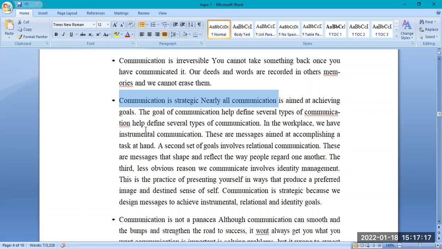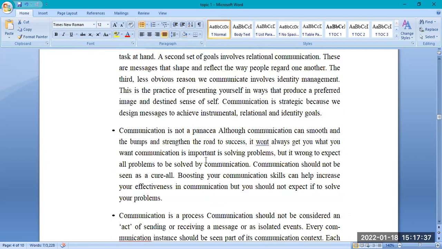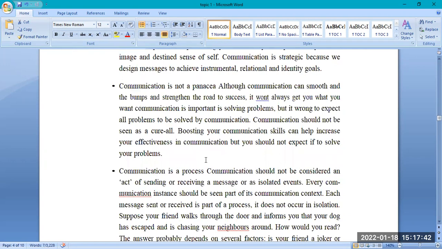For example, in this class, I am using communication to teach you. Once I'm done teaching you this topic, then we'll meet next week for another topic. Communication is not a panacea. Panacea means what? Although communication can smooth the bumps on the road to success, it won't always get you what you want.